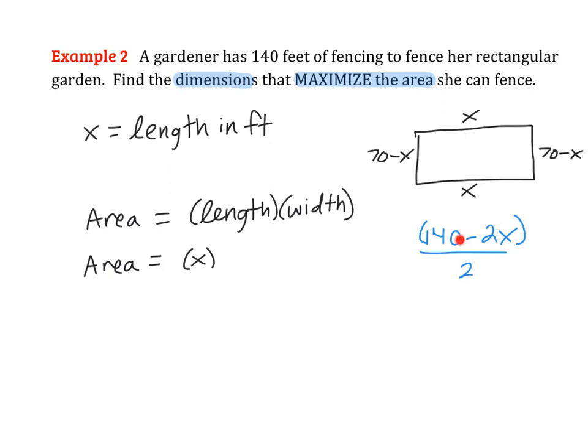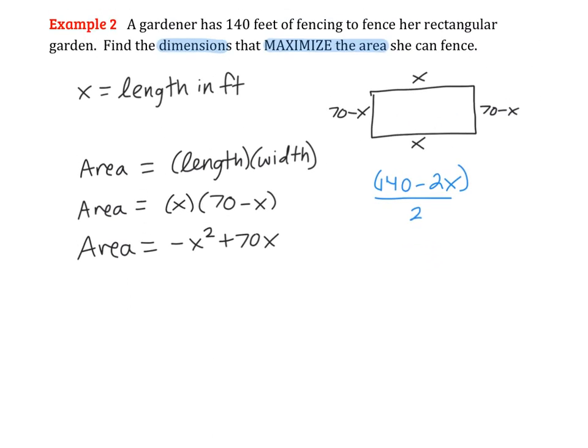So again, I started with the total of 140 feet. I subtracted the fence I've already used, x and x, and then that remaining fence, which would be this expression, you have to divide it up for the 2 widths, so it becomes 70 minus x. So now I can put that into our equation. And now we have a formula that models our area. It's negative x squared plus 70x.